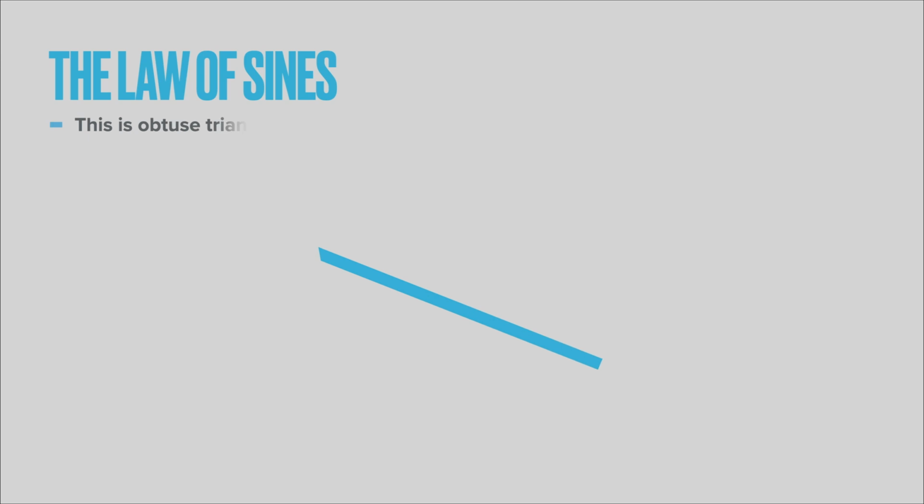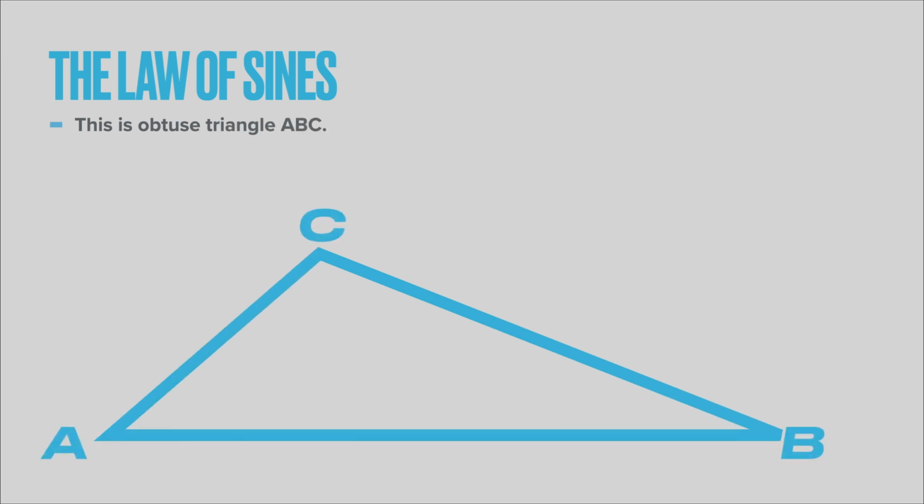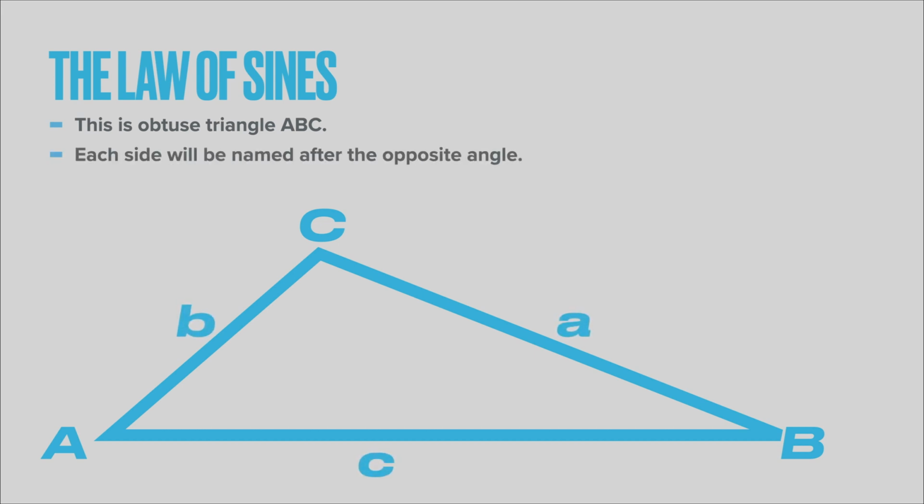So this right here is an obtuse triangle named A, B, C. Easy as 1, 2, 3. Now each side will actually be named after the opposite angle. So for instance, side A is opposite angle A. Side B is opposite angle B. Side C is opposite angle C. We're not really going to deal with side C right now, just really A and B.